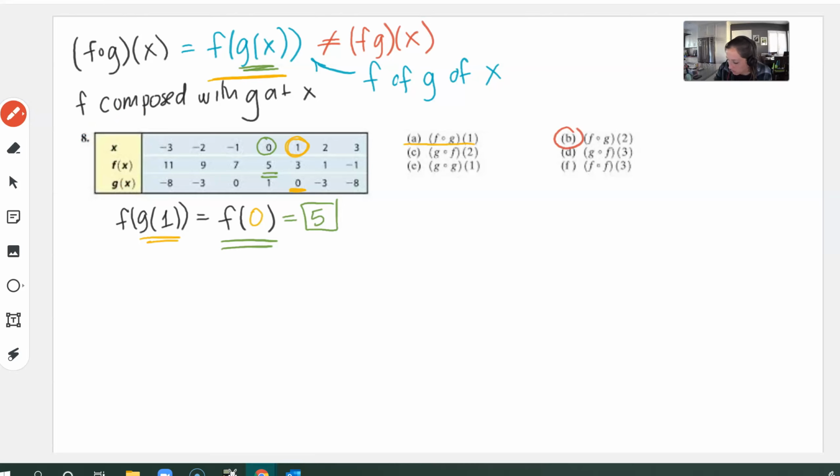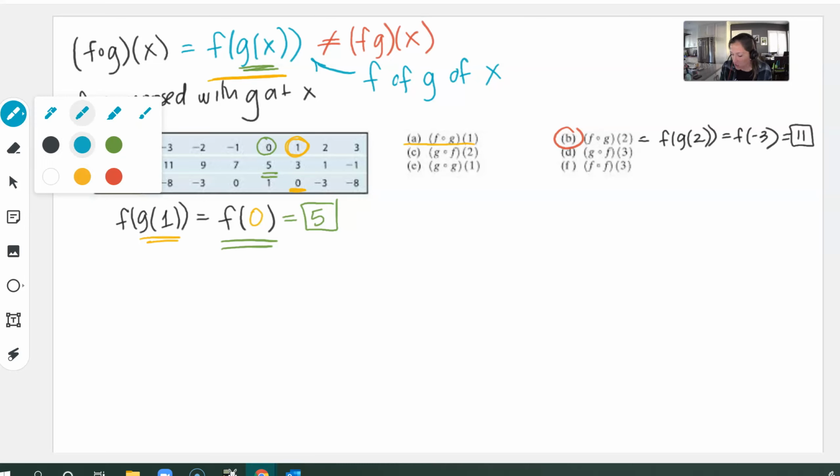Looking at B, I'll do it right here next to it. This is f of g of 2. We figure out what g of 2 is, so that's f of negative 3, and f of negative 3 is equal to 11. You should have gotten 11. It doesn't have to happen in this order. In C and D, we reverse this. The order matters, because C looks like the same question, but not really.